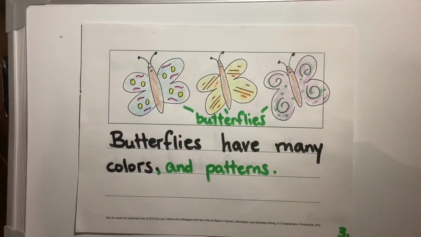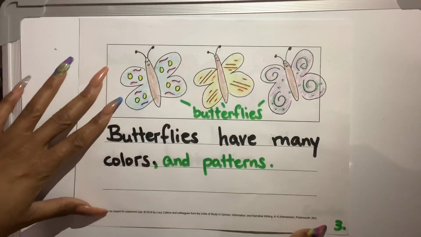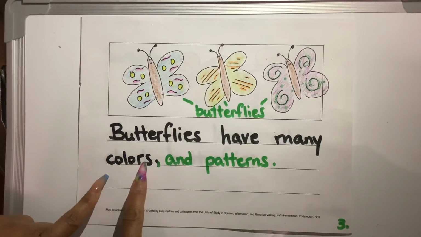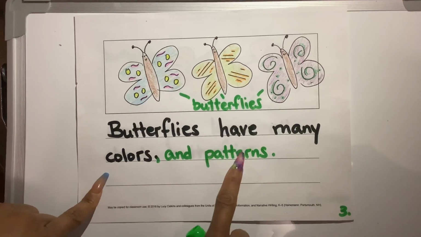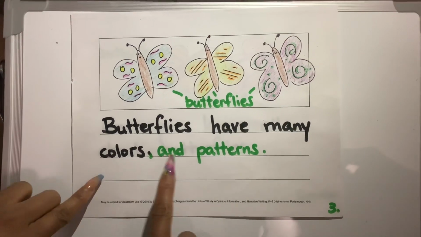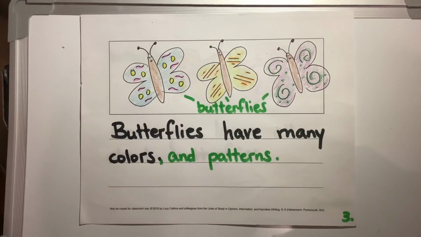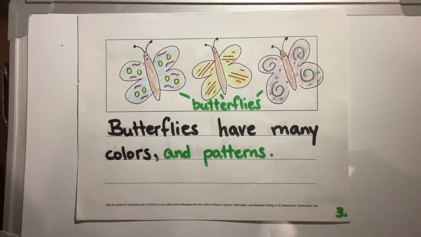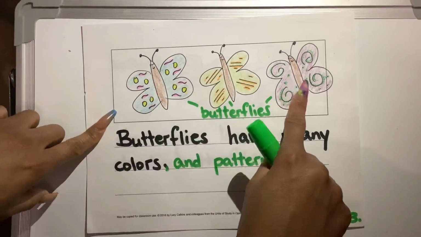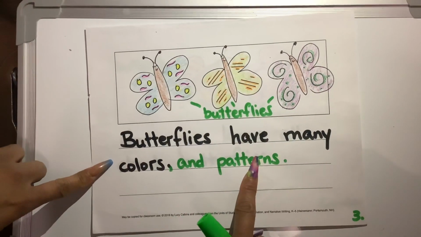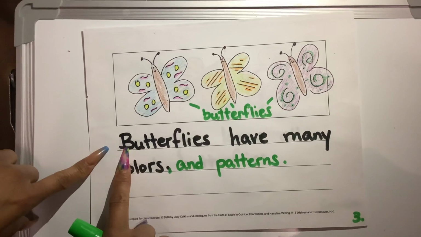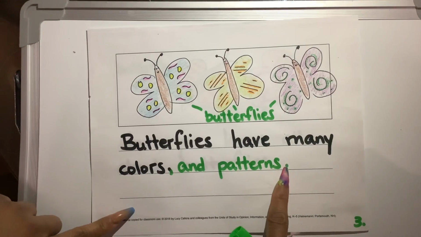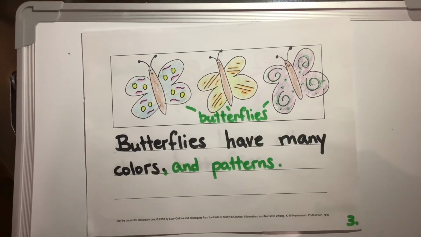Page 3. Butterflies have many colors and patterns. Yesterday we added more words to our sentence. And as you see, my butterfly, every butterfly has a different color, different pattern. So my picture matches my words. I began with an uppercase letter. I have finger spacing in between each word, and I ended my sentence with a period.